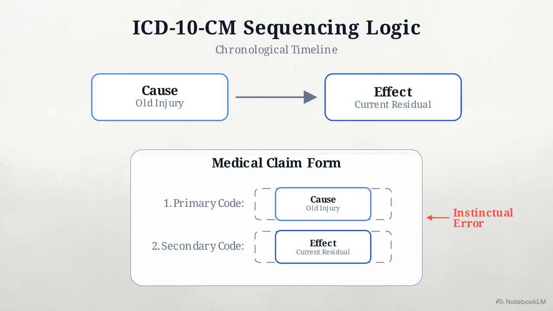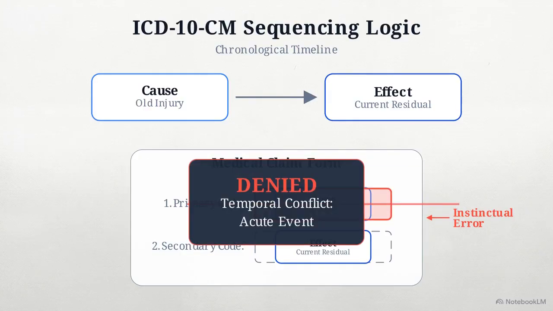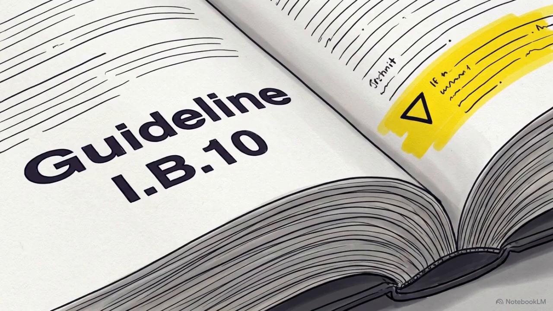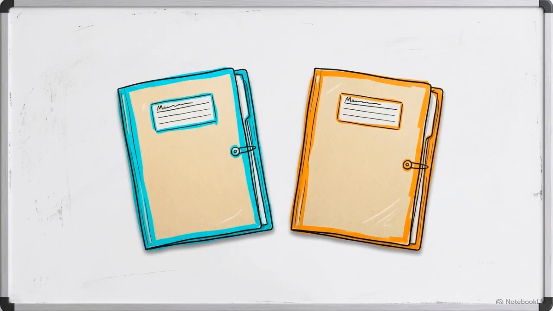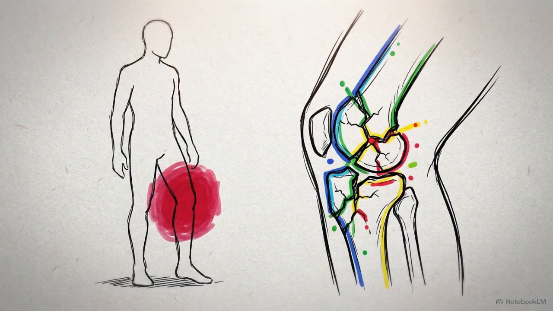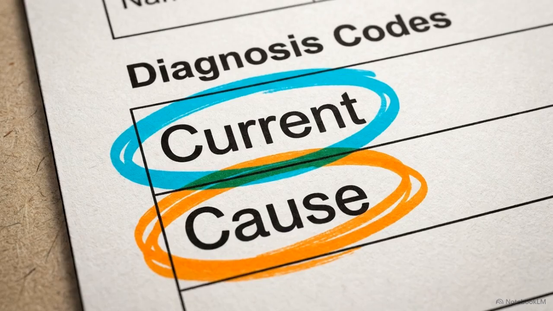If the cause is sequenced first, the billing system may flag the claim as a sequencing error or an improper reporting of an acute event. To code these cases correctly, you must apply the inverted hierarchy defined by Guideline B.10. Reporting a sequela typically requires two codes. A single code rarely describes both the patient's current condition and the historical event that caused it. We organize the sequencing using a simple rule: current first, cause last.